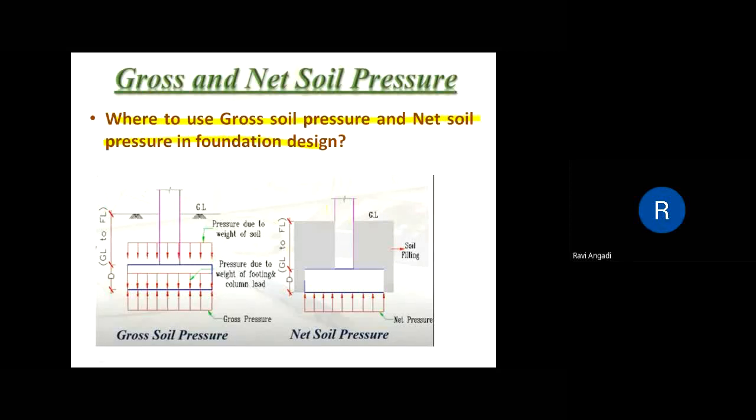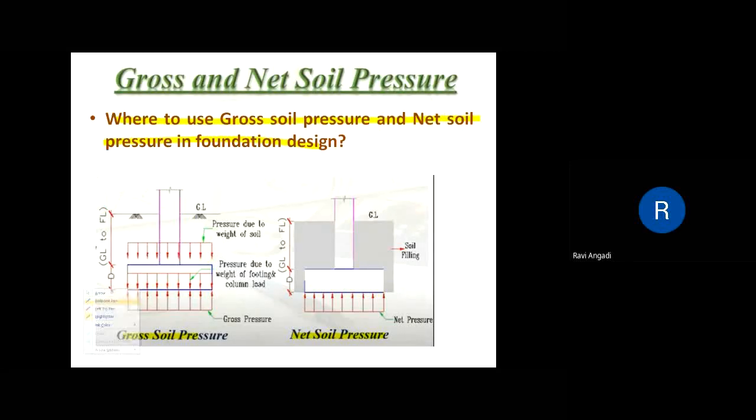Here I have given two pictures. You can all see these images, clear? Yes, sir. One is for the gross soil pressure, and the other is for the net soil pressure. So how can we calculate the gross soil pressure and the net soil pressure here?